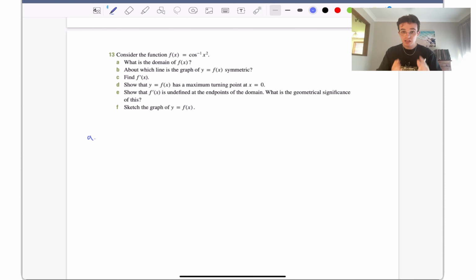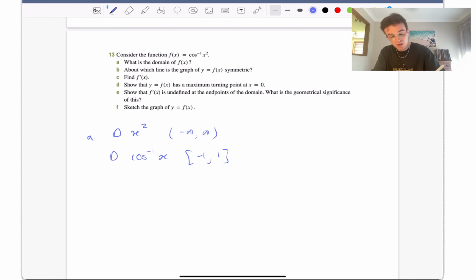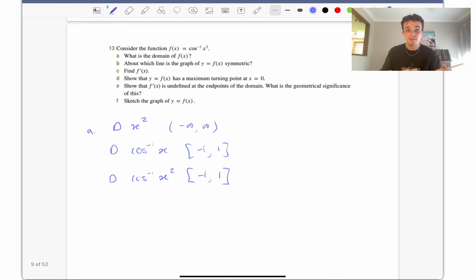The domain of x squared is from minus infinity to infinity, and the domain of cos inverse of x is from minus 1 to 1. So therefore, the domain of cos inverse of x squared is just from minus 1 to 1. So the largest the domain can be is from minus 1 to 1.